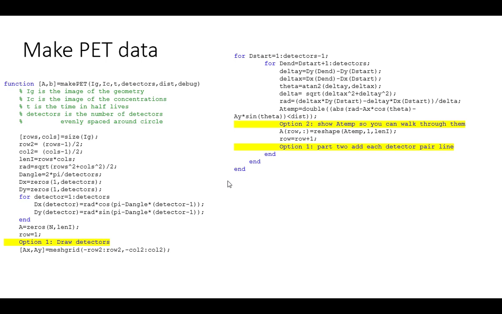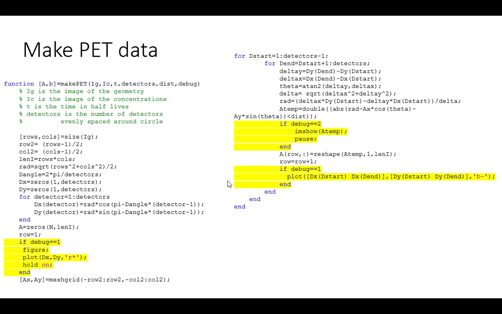Okay, do we think we have debug stuff? There, awesome. So this is what I did. Yeah, it's not hugely fancy, right? I just checked if the debug level is 1, that was option 1. Open a figure, plot the dx and the dy's, and I put red stars on the ends.